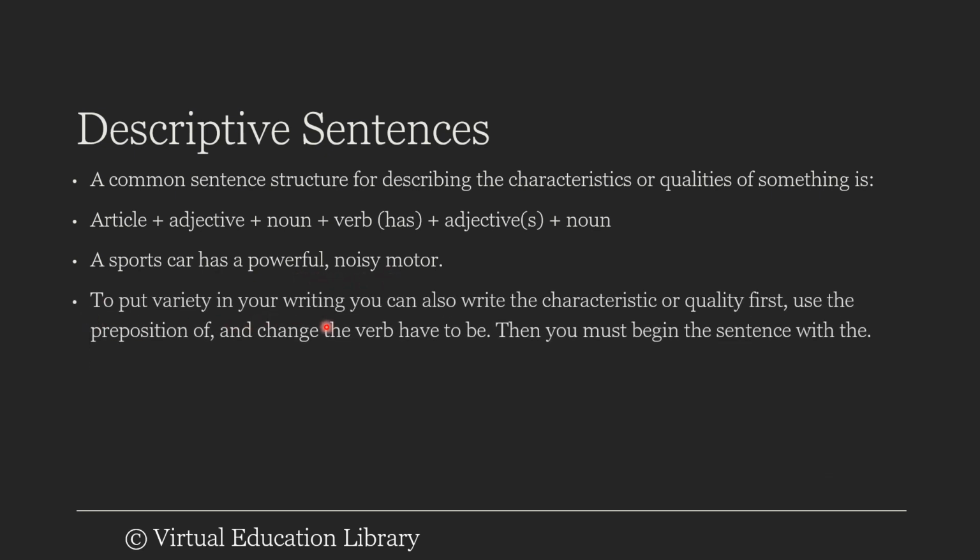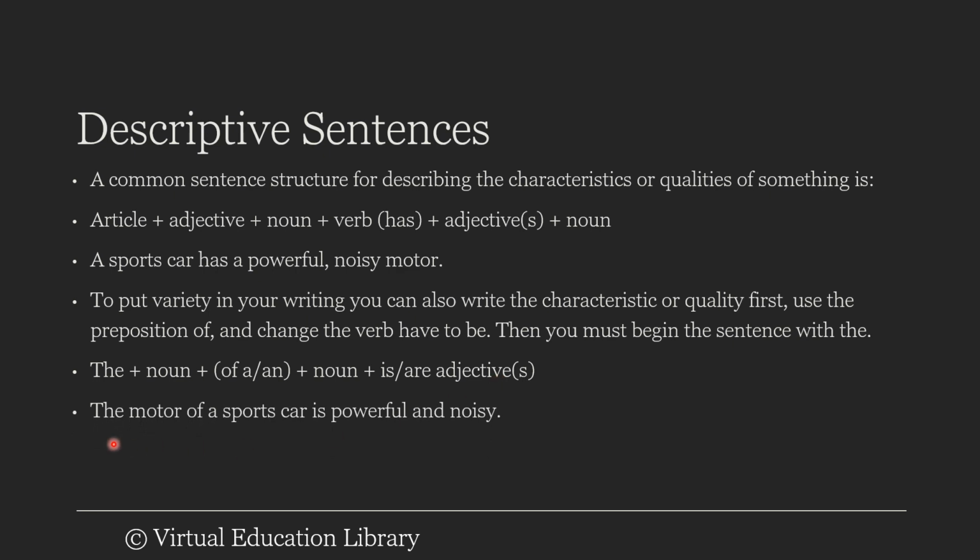To put variety in your writing, you can also write the characteristics or quality first. Use the preposition of and change the verb have to be. Then you must begin the sentence with the noun, then plus of or an plus noun plus is or are plus adjectives. The motor of a sport car is powerful and noisy. Now, do you see the difference between these two sentences? Now, this is again a task for you: choose three familiar objects and write sentences like the example above.